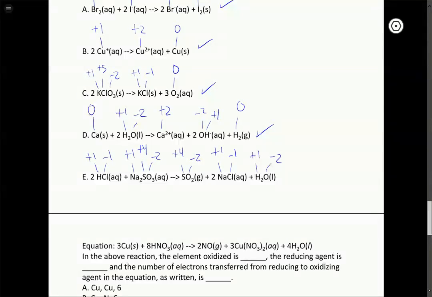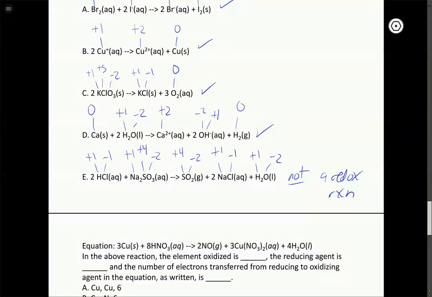So if we look at the oxidation numbers here, none of them are changing. Hydrogen is +1 all the way across on both the reactants and product side. Chlorine is -1. Sodium is +1 in both reactants and product side. Sulfur stays as +4. Oxygen stays as -2 everywhere it appears. So there's no changing oxidation numbers, so this is not a redox reaction.